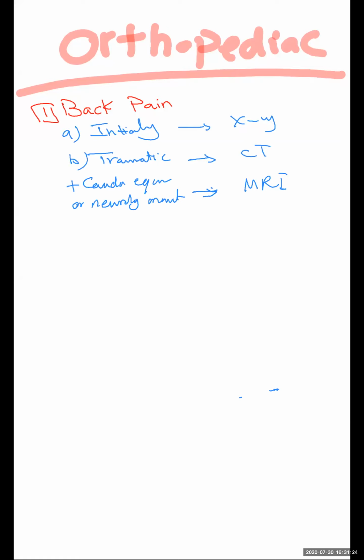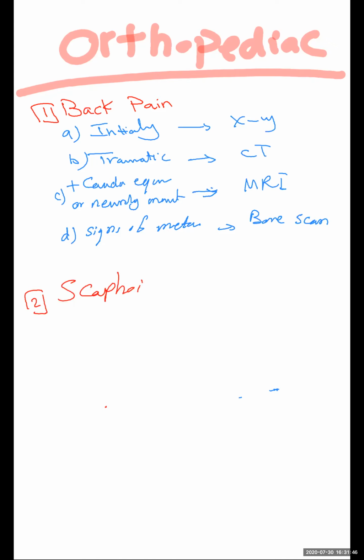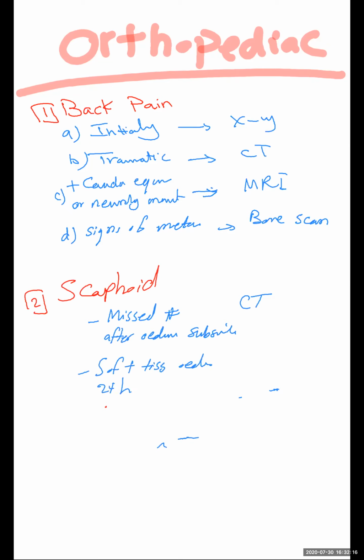A, B, C, D. Signs of metastasis, bone scan. This is number one. Number two, scaphoid. Asking for missed fracture, CT after edema subsides. Asking for soft tissue edema or within 24 hours, MRI.